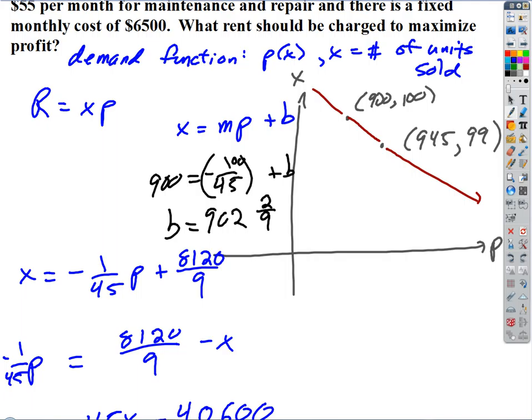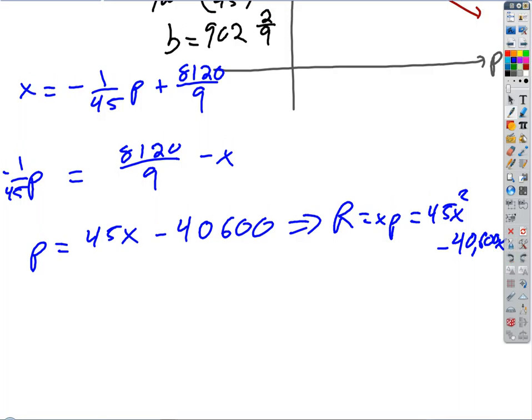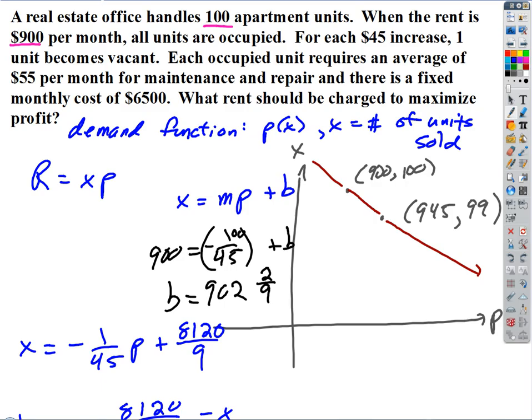Okay, so there's part of our profit equation. Revenue is just going to be XP, which is 45x squared minus 40,600x, right? Okay, what about our costs? Let's go up here and look at our costs. It says each occupied unit requires an average of $55 per month for maintenance. So what's that going to look like then? It's 55 per unit.